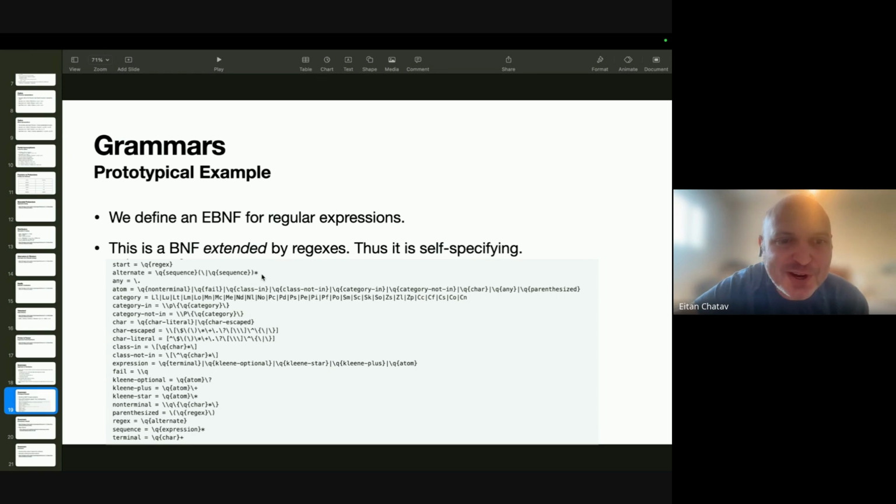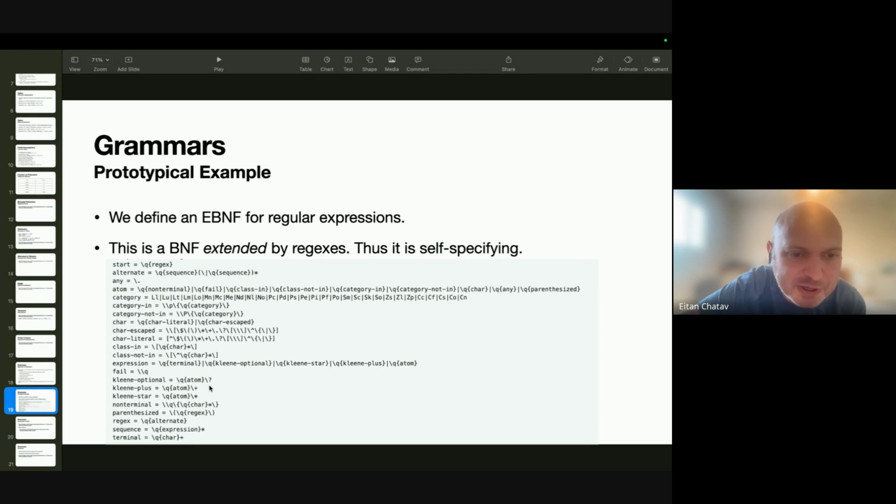If it was me on the other end of this lecture, this is the part that I would get very lost. Any is the wildcard character. Atom is a non-terminal, fail, class in, class not in, category in, category not in, char, any, or parenthesized. Sequences are zero or more expressions. An expression is either a terminal or an optional or a Kleene star or a Kleene plus or an atom.